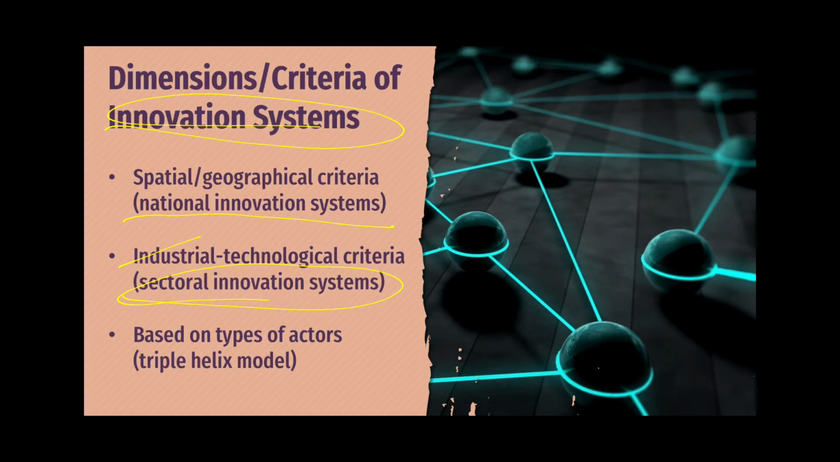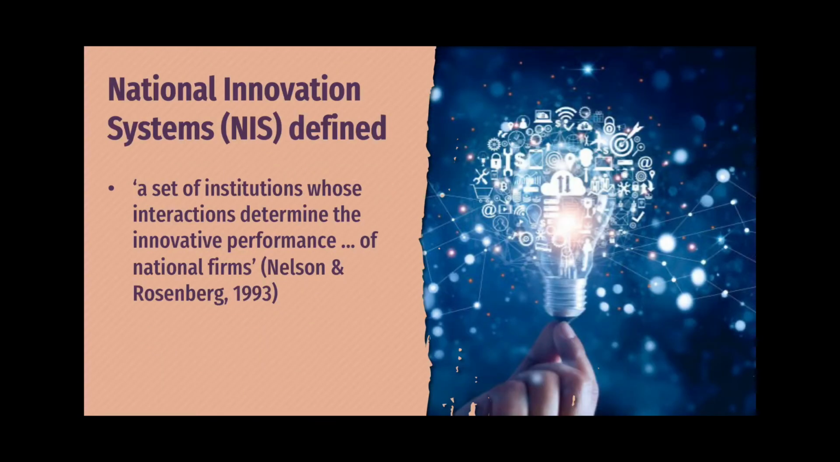And then based on the type of actors who are working, for example, who are the organizations working on a project, then we look at the triple helix model. So that's the third one. But we're more going to focus on national innovation systems for this course because, like I said, it's closer to home in the Philippines. So now we go to the different definitions of the National Innovation Systems, or NIS.